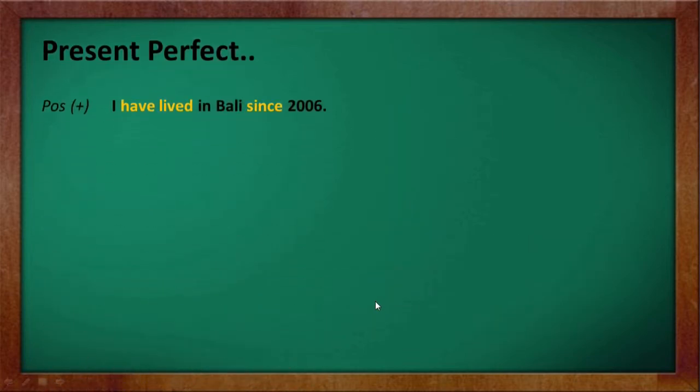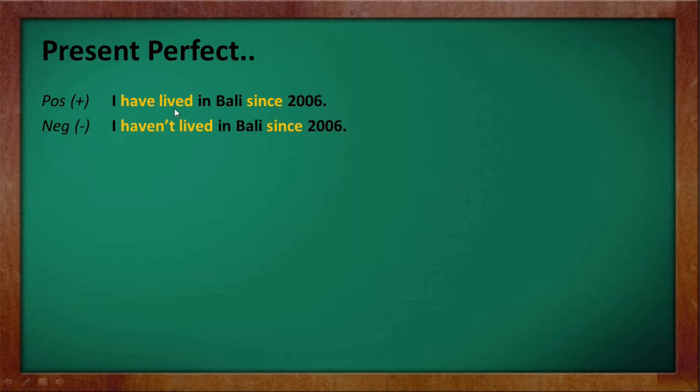And the next example, in a positive sentence: I have lived in Bali since 2005. And for the negative sentence, we just add not behind the have. So the sentence becomes: I haven't lived in Bali since 2005. And for the question sentence, the interrogative sentence, we just change the position: Have you lived in Bali since 2005?